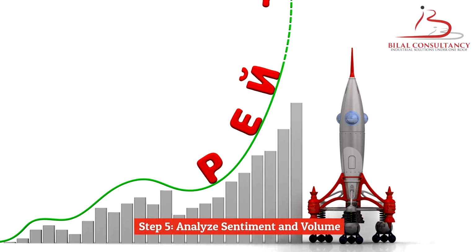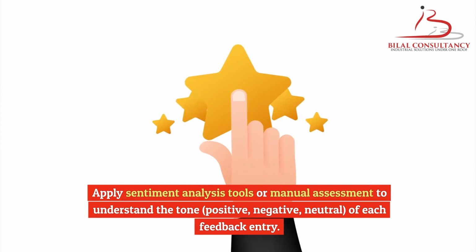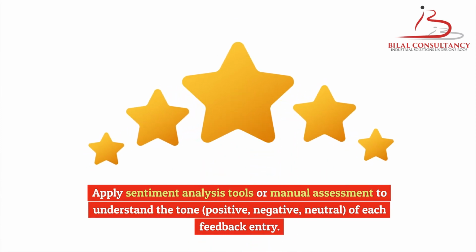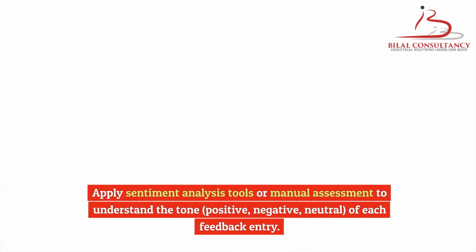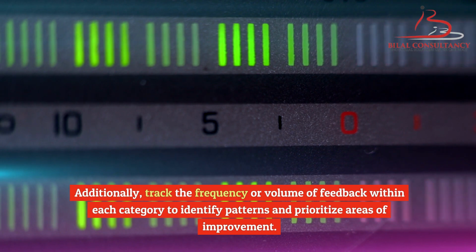Step 5. Analyze sentiment and volume. Apply sentiment analysis tools or manual assessment to understand the tone, positive, negative, neutral, of each feedback entry. Additionally, track the frequency or volume of feedback within each category to identify patterns and prioritize areas of improvement.